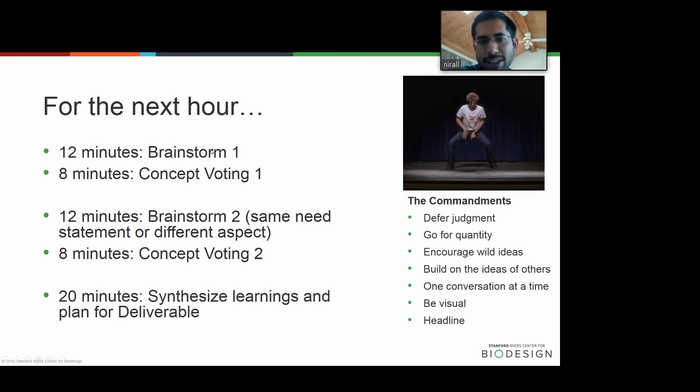Do a brainstorming session over the next hour, and the main thing here is it's going to be more effective if you do it in chunks. So you do a 12-minute brainstorm, time it, 12 minutes. Then take 8 minutes to vote on the best ideas. Then do it again, do another brainstorm. Either do it again on the same need or do a different one, different aspect of the need. Maybe like I showed you a diagram, maybe it's a different part of the need, but it's the same need overall. And then again, concept voting again for 8 minutes.